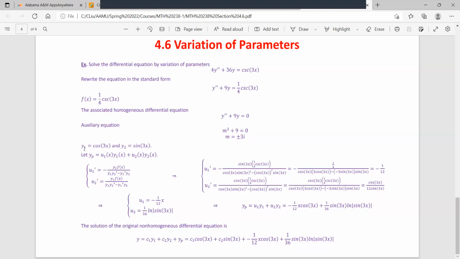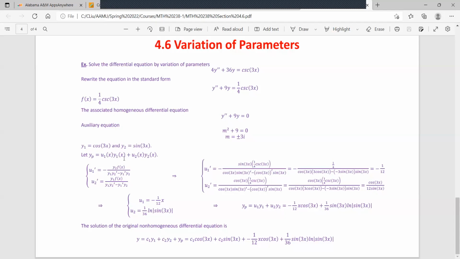So then the next step is to write yp as u1 times y1 plus u2 times y2. Okay, this is the standard procedure we did, and the formulas we obtained before, just rewriting here. So this u1 prime is negative y2 f over y1 y2 prime minus y1 prime y2, and the u2 prime is just y1 f over y1 y2 prime minus y1 prime y2. Okay, so we need to plug in all these functions, y1, y2 and also f, into these 2 equations to figure out u1 prime and u2 prime.